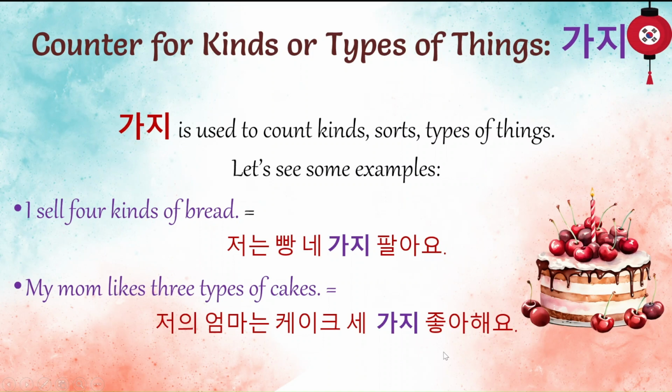Okay, so this is a very important counter. As you can see, there are many times when we have to speak sentences which include these variety words like kinds, type, or varieties or sorts. Okay, so it is very important to know this counter, right?